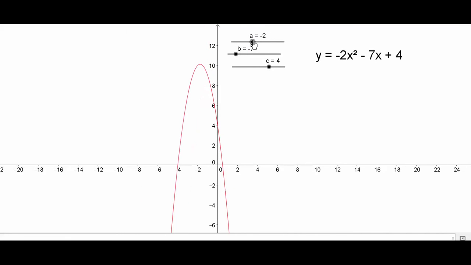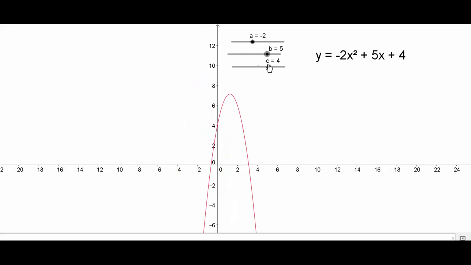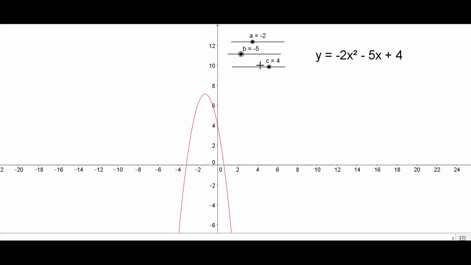If I change a, here you have the maximum point, that's in the second quadrant, or it could be in the first quadrant. We can move it down to the third or fourth.